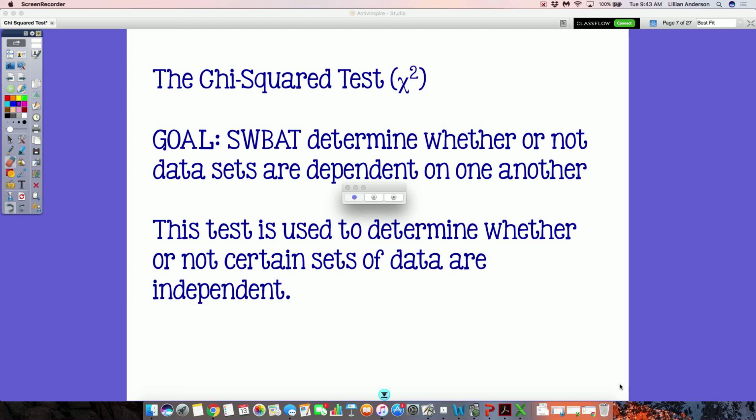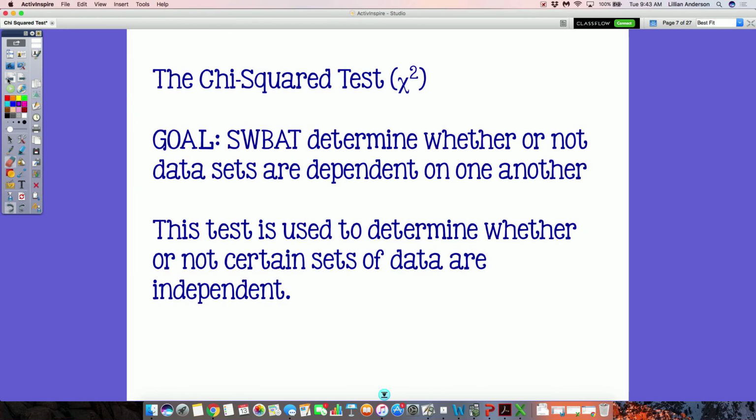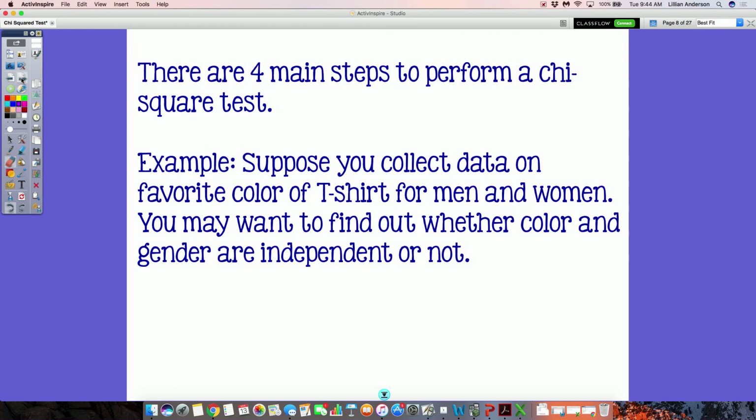Okay? Are we ready? So the purpose of the chi-square test is to determine whether or not two sets of data are independent, okay? Whether two sets of data are independent of each other. There are four main steps to perform the chi-square test.